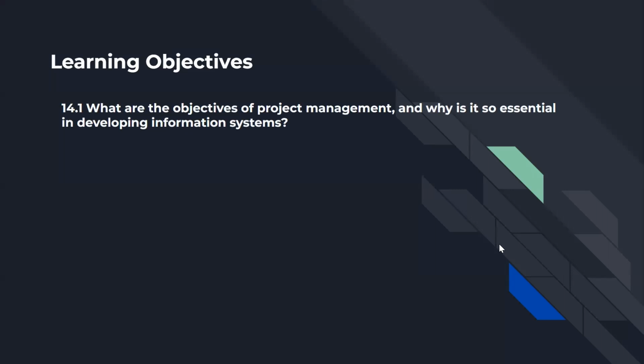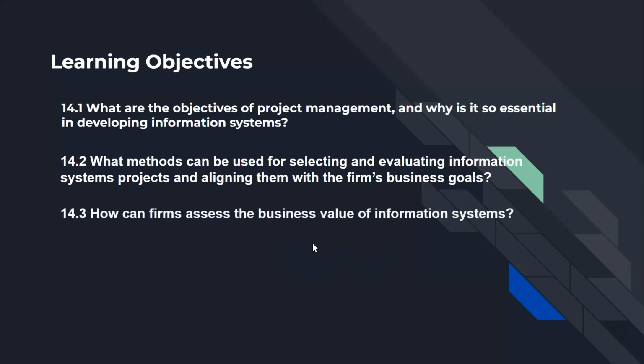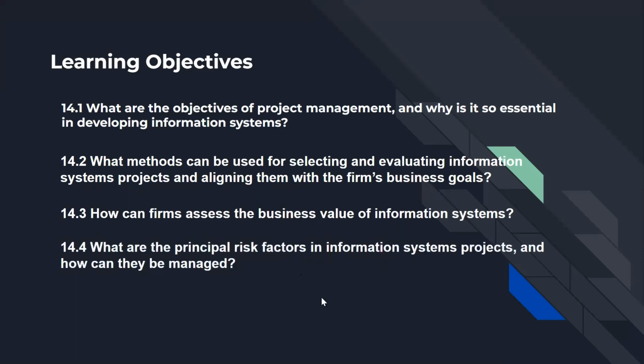these are the learning objectives of chapter 14. The objectives of project management and why it is so essential in developing information systems; methods that can be used for selecting and evaluating information systems, and then aligning them with the firm's business goals; how can firms assess the business value of information systems; and lastly, the principal risk factors in information system projects and how can they be managed.